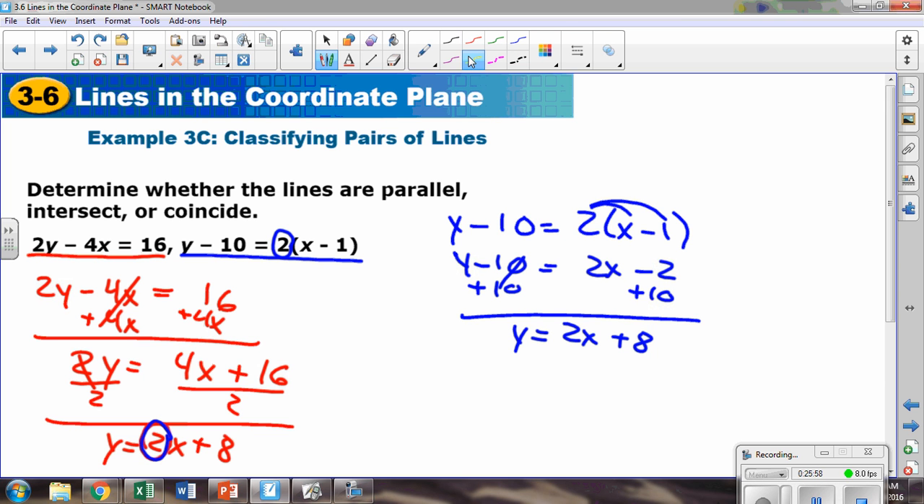And of course we would notice then their y-intercepts are the same. So when we get same slope and same y-intercept, that means that these are coinciding lines. It's actually the same line written with two different equations. When we graph them, they would fall perfectly on top of one another. The red line and the blue line. Come on, blue.